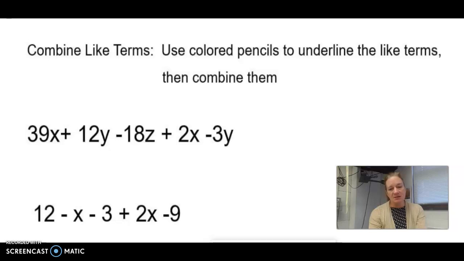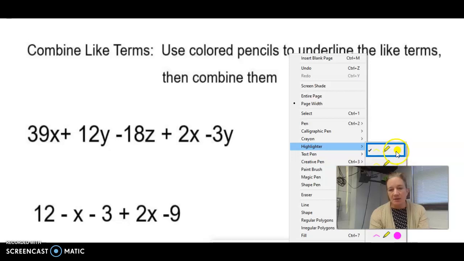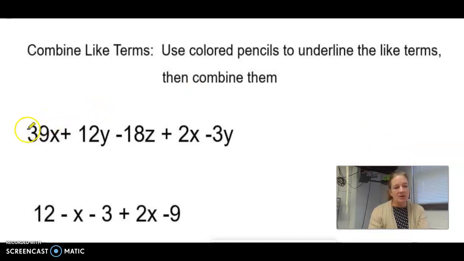What I mean is, let's see if I can pull it up. So I'm going to use a highlighter. I'm looking here, and I've got 39x. Let me look for another one that has an x. There's a y, there's a z. Oh, here's another x, and I'm going to include the operator in front. Okay? And then there's negative 3y.